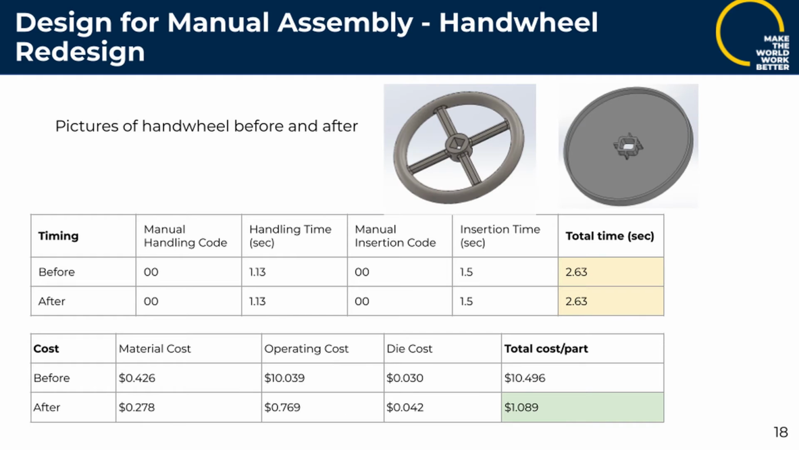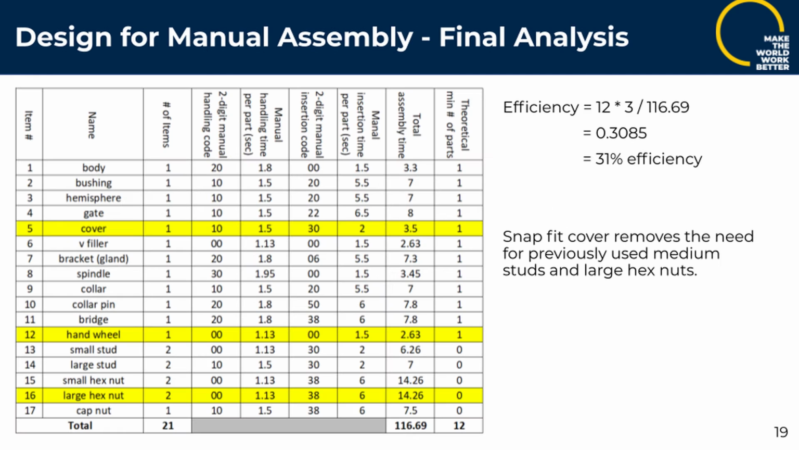Regarding the redesign of the hand wheel, we can see the pictures of before and after again. The timing here was the same for manual assembly, however the cost also drastically decreased here. Regarding the final analysis of designing for manual assembly, we can see that we increased the efficiency by 11% to make it 31% efficient. The snap fit of the cover removes the need for previously used medium studs and large hex nuts, which saves lots of time and lots of money.